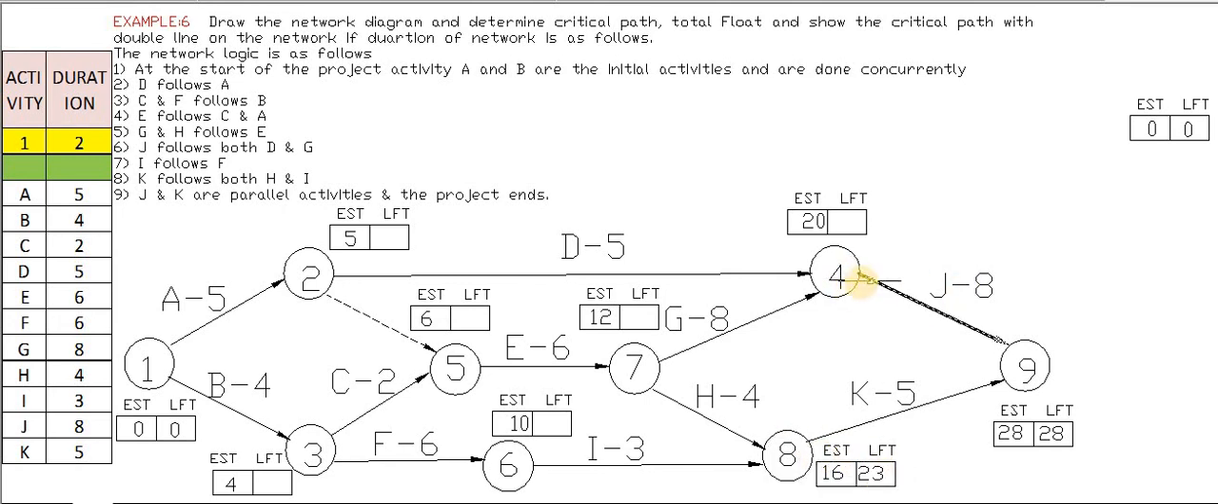What about this? Here also there is only one tail end. So 28 minus 8 is 20. So we will take this as 20.